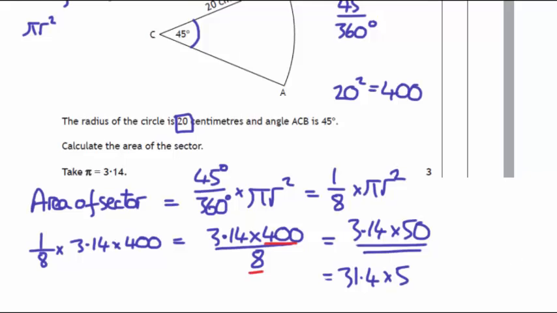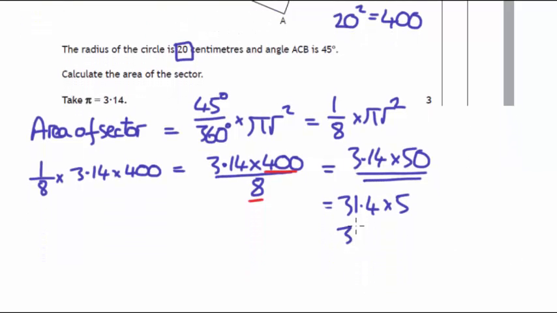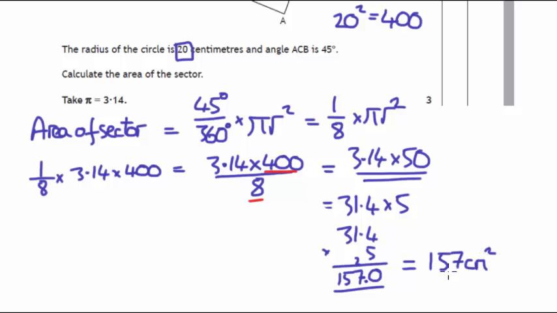So that's the equivalent of 3.14, and then if we just times that by 5: 5 times 4 is 20, carry the 2 over. 5 times 1 is 5, plus the 2 is 7. 5 times 3 is 15. And there's a decimal point there, obviously. So that is the equivalent of 157 centimetres squared.